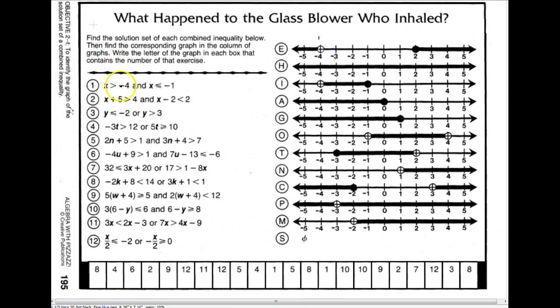All the numbers bigger than -4 and less than -1, and that's the same thing as all the numbers between -4 and -1. Notice how one is open, one is closed, because that's strictly greater than, this is less than or equal to, closed. So we go down the bottom and all the ones we can put, I.